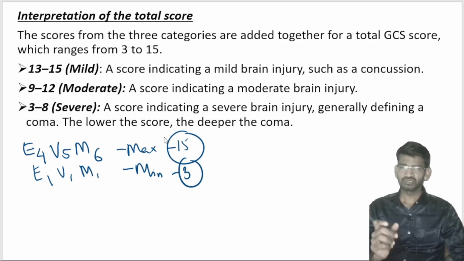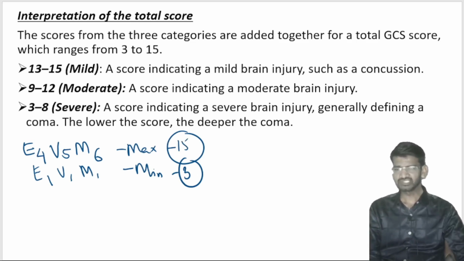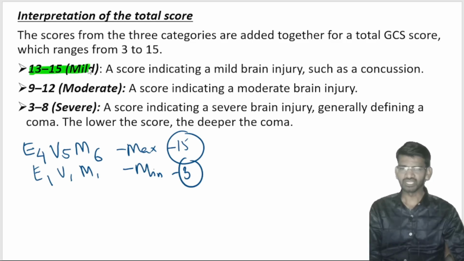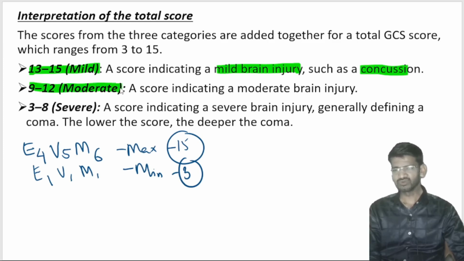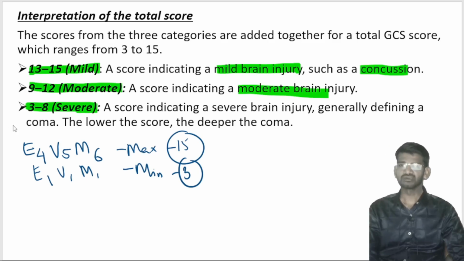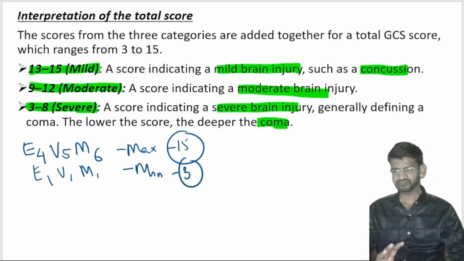So based on the patient's response that we record on assessment, if the patient gets a score between 13 to 15, then it indicates a very mild brain injury like concussion. Okay, then if the patient's score is between 9 to 12, that indicates a moderate brain injury. And if it is severe, that is between 3 to 8, the patient is usually in a coma. Okay, it indicates a very severe brain injury.